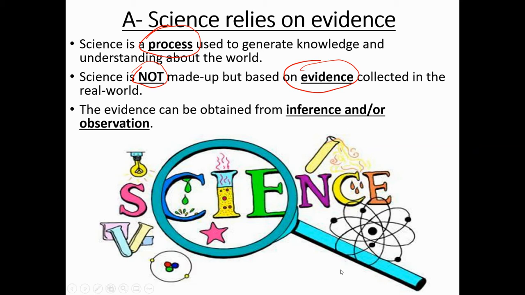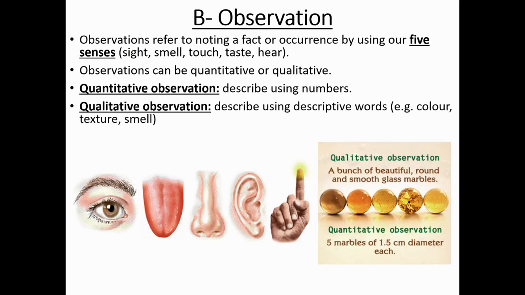And the way we collect that evidence can be through inferencing and or observations. And so today we're going to take a look at what inferencing means and also what observations are. Let's start with observations. Observations is when you collect information about the world using your five senses. So, for example, your sight, smell, touch, taste, hearing. And observations can be of two types. They can be quantitative observations and qualitative observations.